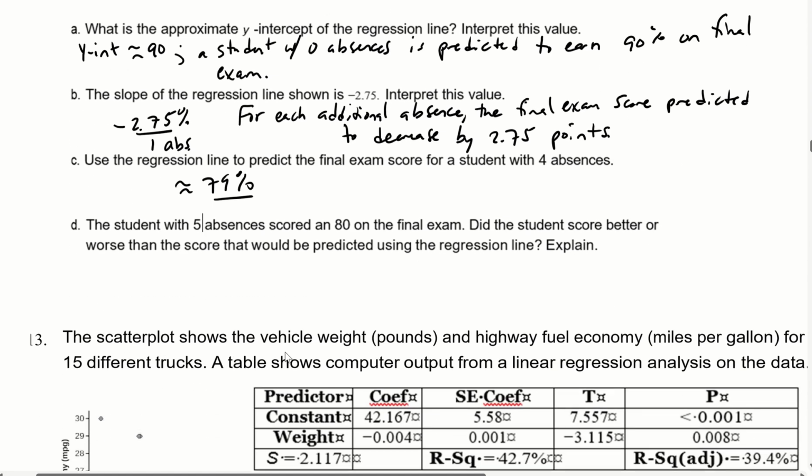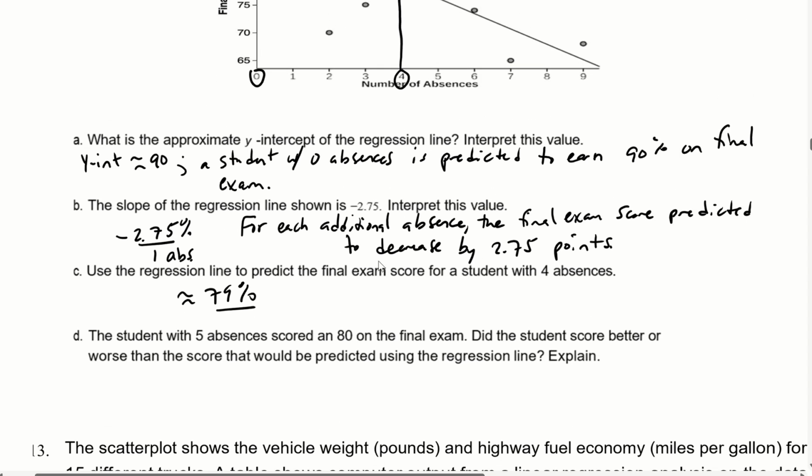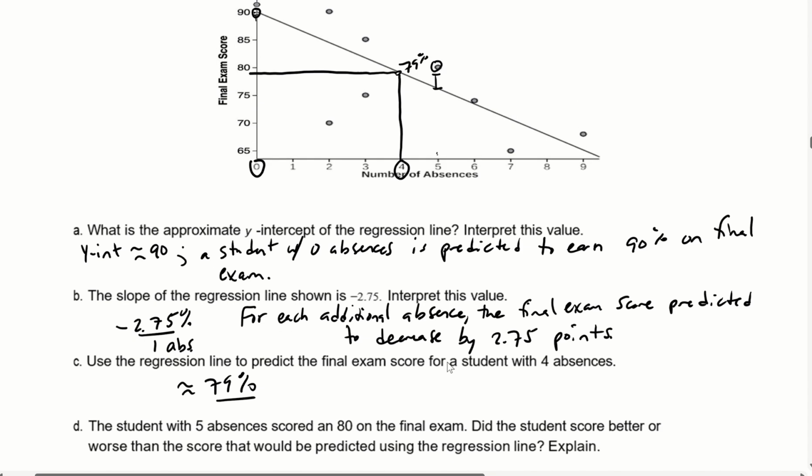All right, part D, it says the student with 5 absences scored an 80 on the final exam. Did the student score better or worse than the score that would be predicted by the regression line? Okay, well, a couple ways you could do that. You can look at the 5 absences, they scored an 80. Well, that's above the regression line. So that means that the student scored better than what was predicted, right? Because we predicted it to be lower, but the student scored higher.